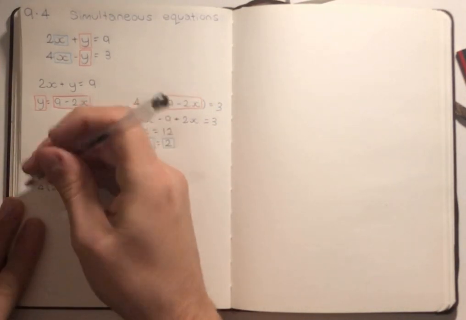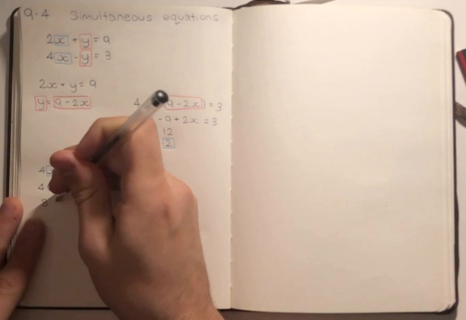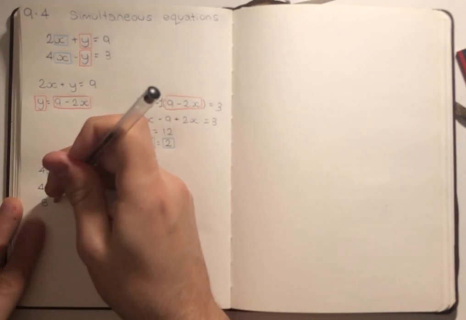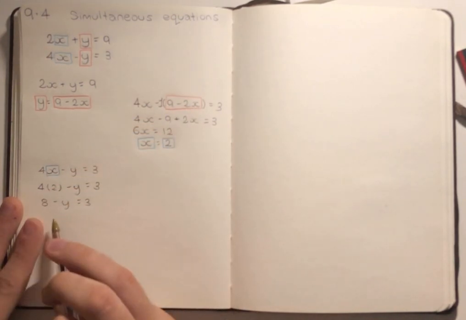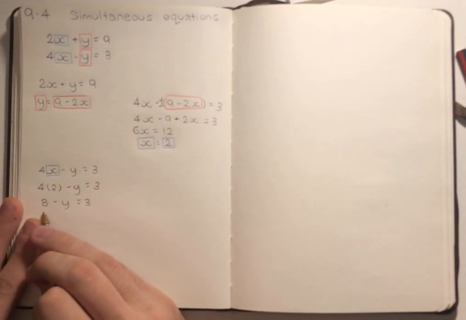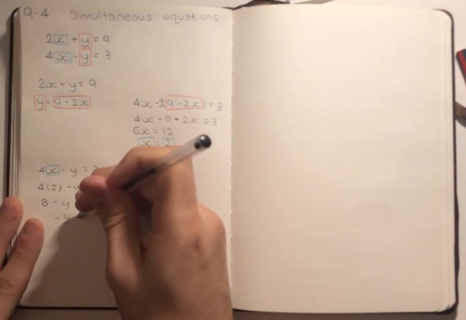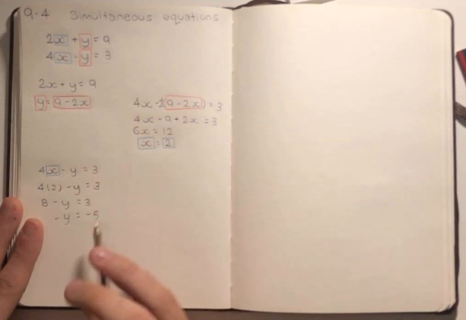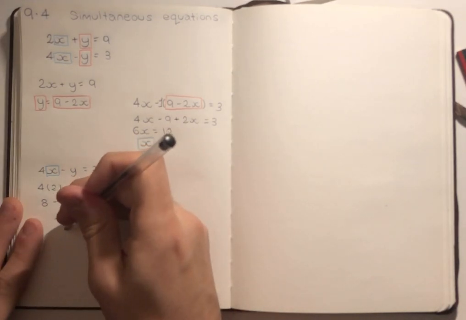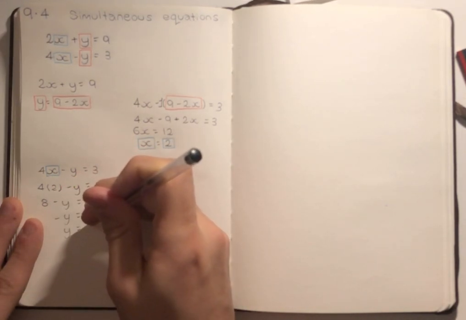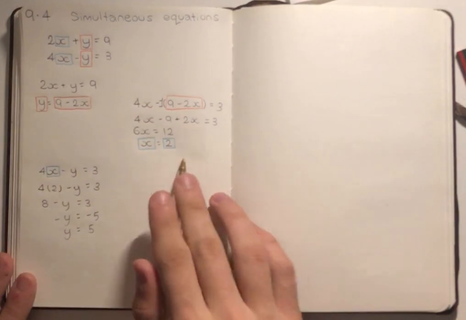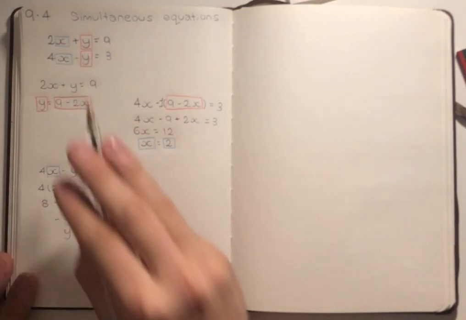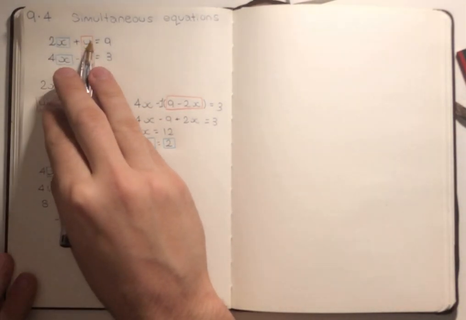Now, 4 times 2, of course, is 8. Add y to both sides. I'm sorry, no, let's not do that. 8 minus y is equal to 3. Take away 8 from both sides. And then multiply both sides by negative 1. y is equal to 5. We can, of course, check it. 2 times 2 is 4 plus y, 5. 4 plus 5 is equal to 9.